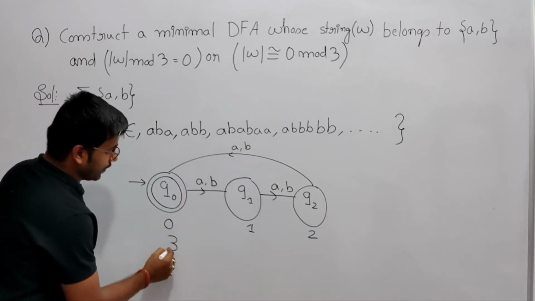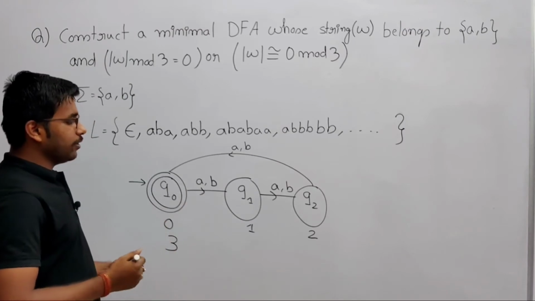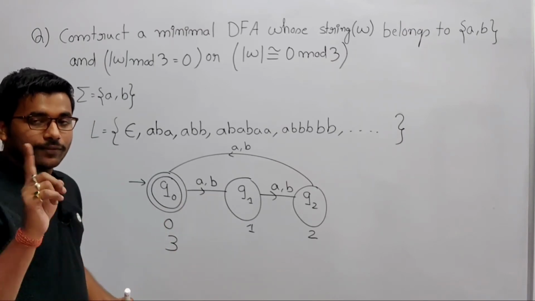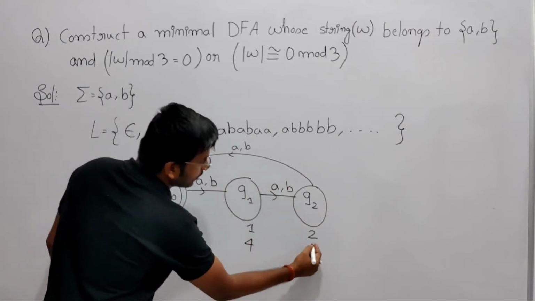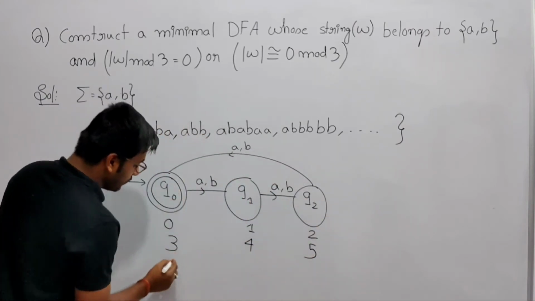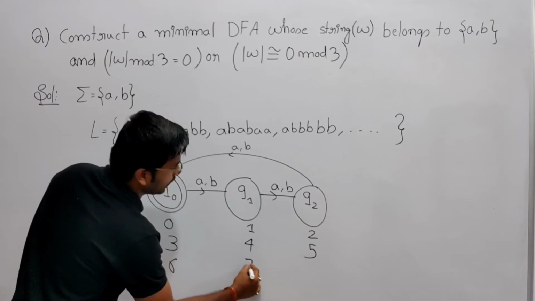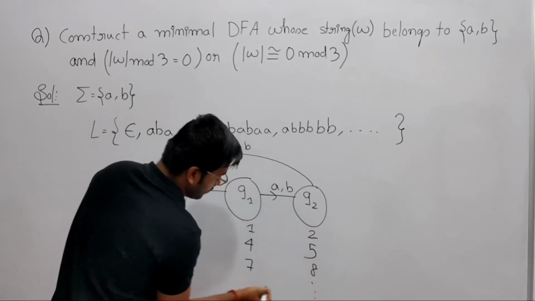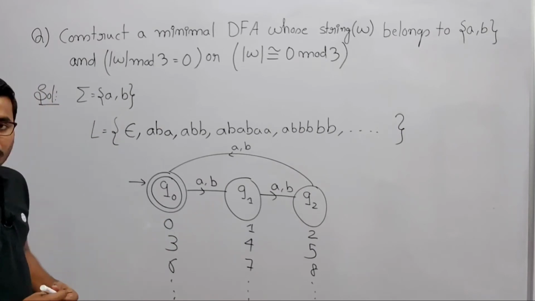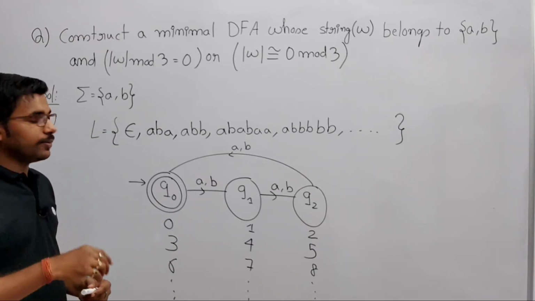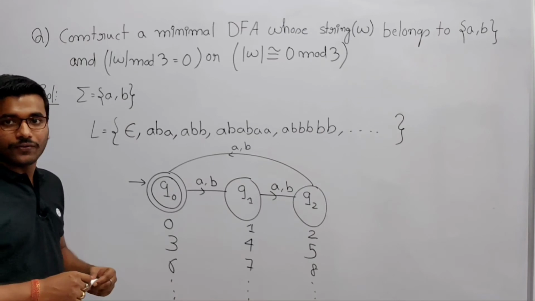Okay, so now length 3. Now from Q0 by getting a or b, length will become 4. Divided by 3 gives remainder 1. Again a or b, length will become 5, remainder 2. Again length 6, again length 7, again length 8, like this. So here you have to accept the set of all strings whose length is divisible by 3, so you make this state the final state.